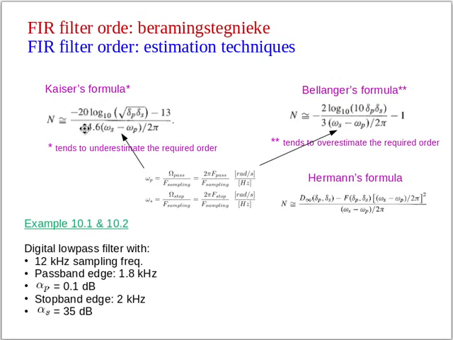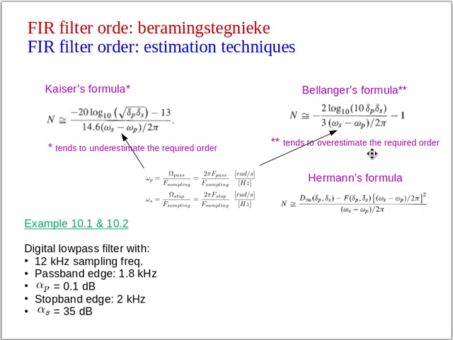Now, to estimate the filter order, you need to calculate the values of delta as well as omega. Now remember that the omega values within Kaiser's as well as Bellanger's formula are the normalized corner frequencies. So you have to normalize them with the sampling frequency itself. Also note that Kaiser's formula tends to underestimate the required order to meet the specifications, whereas Bellanger's formula tends to overestimate the required order.